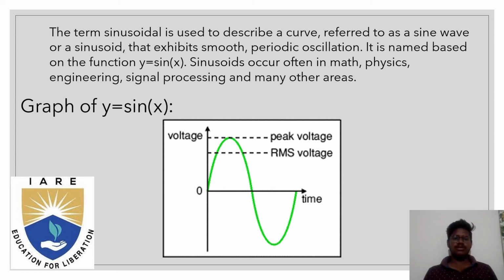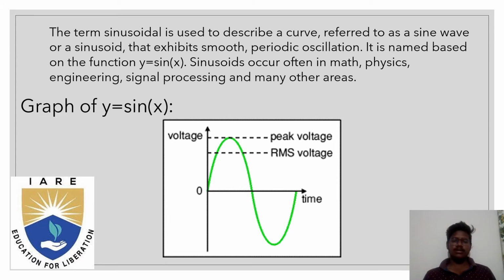The term sinusoidal equation is used to describe a curve referred to as a sine wave or a sinusoid that exhibits smooth periodic oscillation. It is named based on the function y equal to sine of x. Sinusoids occur often in math, physics, engineering, signal processing, and many other areas. Now, this is a graph of y equal to sine of x.